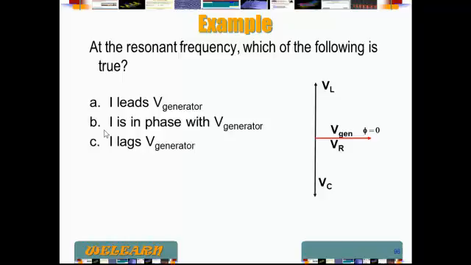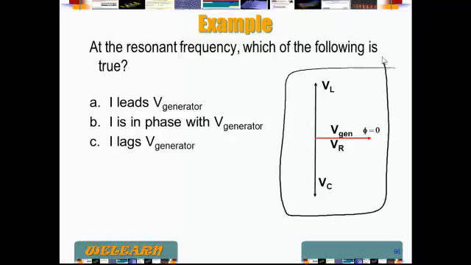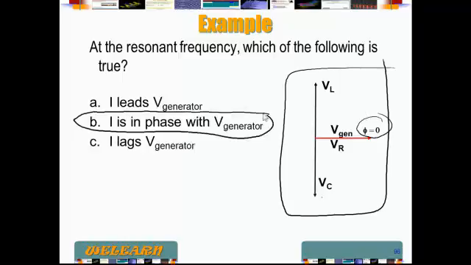At the resonant frequency, which of the following is true? The current leads the generator, the current lags the generator, or is it in phase? Okay, look at your phasor diagram. At the resonant frequency, VL is equal to VC, so Vgen is parallel to VR, with phi equal to 0. That means it is in phase. I is in phase with the generator.